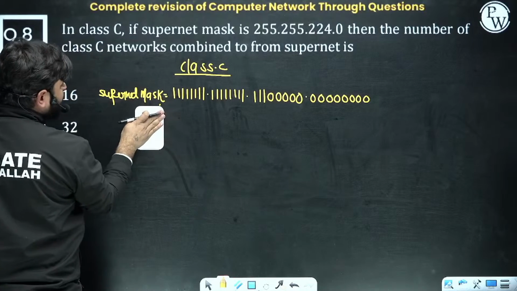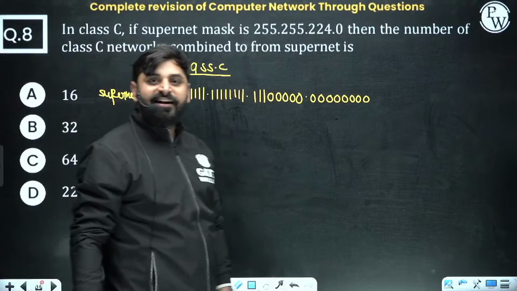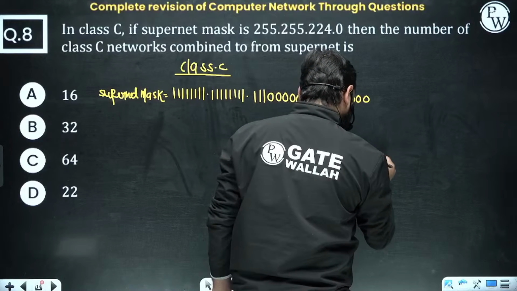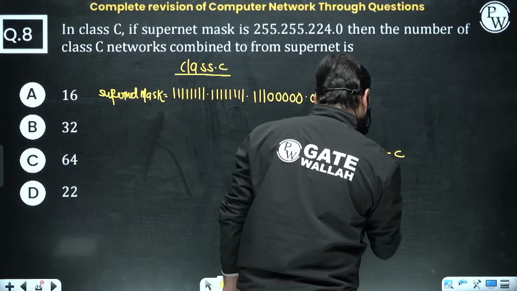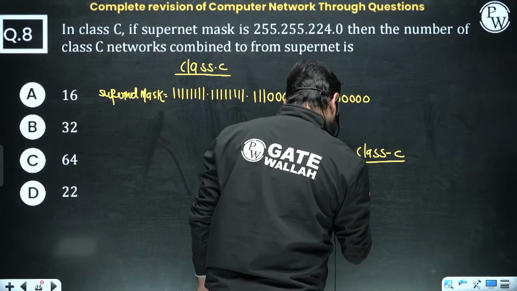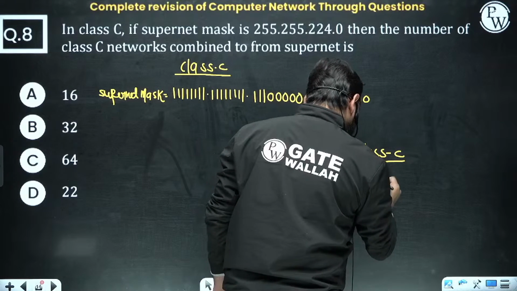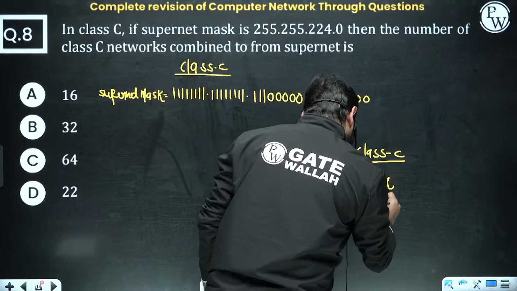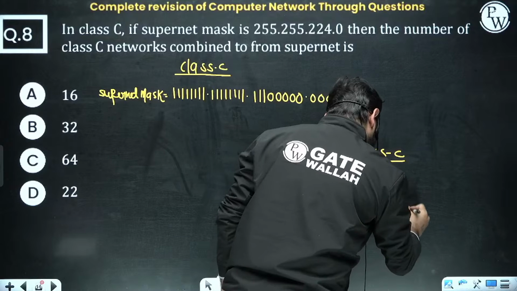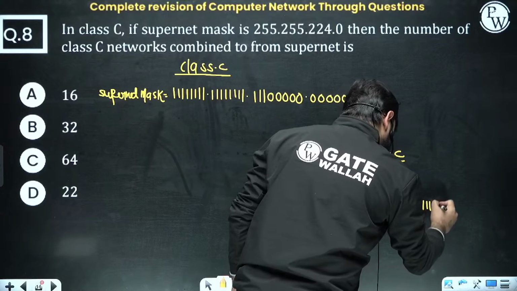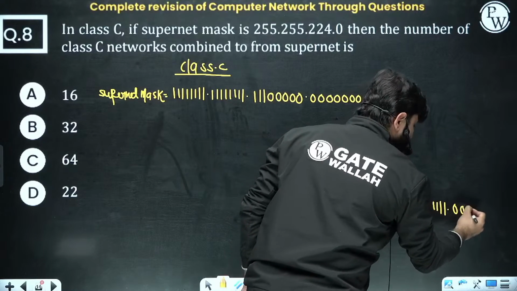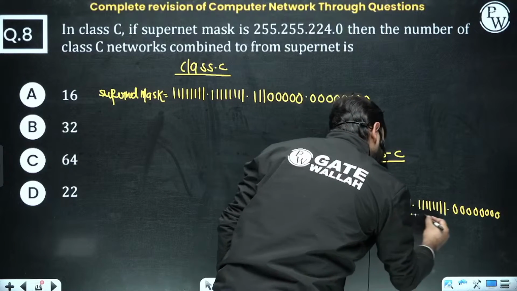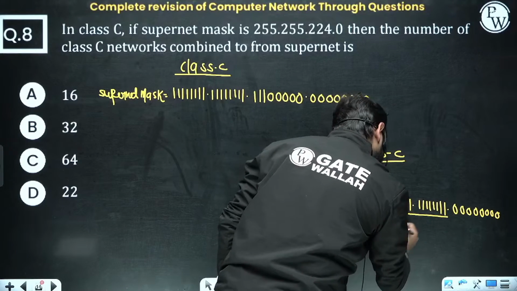In the supernet mask, the number of ones must be less than the network ID bits. Tell me one thing: for class C, what is the subnet mask? 1 2 3 4 5 6 7 8, 1 2 3 4 5 6 7 8, 1 2 3 4 5 6 7 8, 1 2 3 4 5 6 7 8. We know this now: this is network ID and this is host ID.